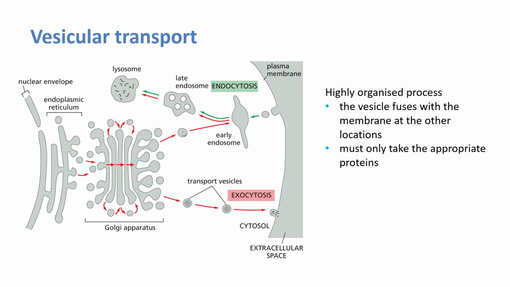Another option is that some of these transport vesicles could then go to an endosome, and we'll talk about that as well. Endocytosis is the process whereby the membrane can bud in, bringing molecules with it. This forms into an endosome and then fuses with a lysosome, and we'll talk about that more in a moment. These are highly organised processes. So the vesicles fuse with the membrane at the other location, and the key thing about this is they need to only take with them the appropriate proteins or other molecules that they're supposed to have with them. So it's a very organised process.